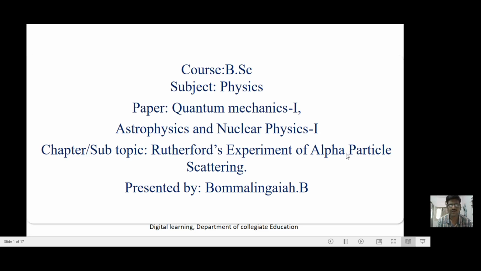Hello everyone, course BSc, subject Physics, paper Quantum Mechanics, Astrophysics and Nuclear Physics. Subtopic Nuclear Physics. Here, Rutherford's experiment of alpha particle scattering, presented by Bommalingaya B, Assistant Professor, Department of Physics, Srimati Sri YER, Government First Grade College, Pavagada.